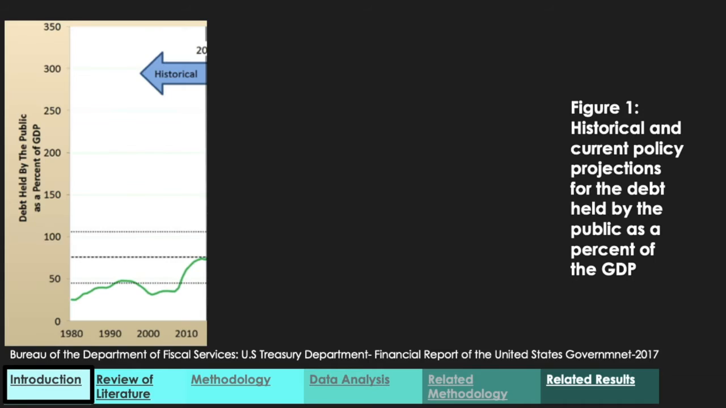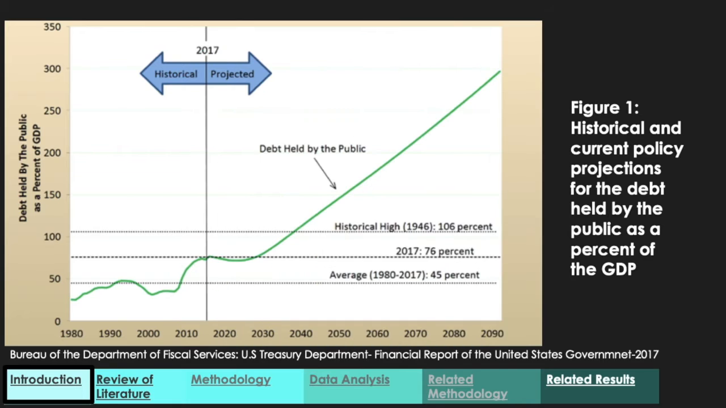The GDP growth rate can often be used to compare the productivity of many countries. Figure 1 shows the historical and current policy projections for the debt held by the public as a percent of GDP. As of 2017, the debt-GDP ratio was 76%. However, the debt is projected to rise and overcome GDP around 2040. This outrageous growth could be achieved and is likely to happen sooner than predicted given the increase in government spending during this crisis.